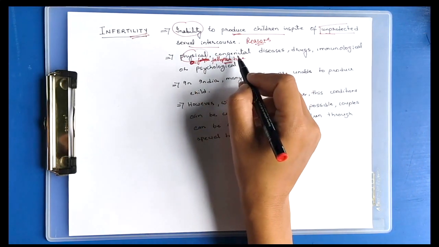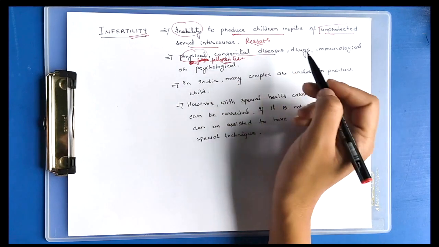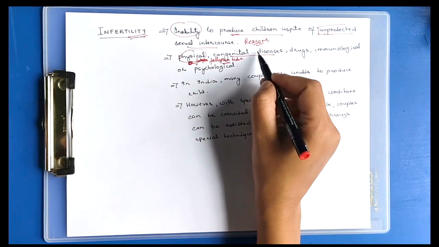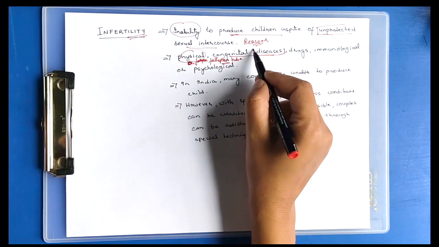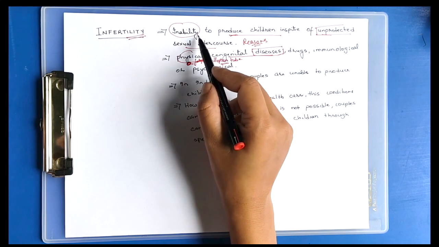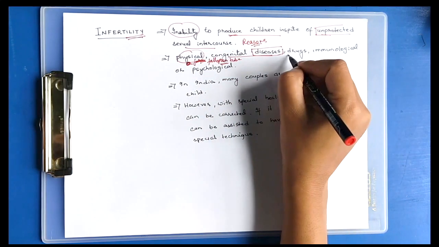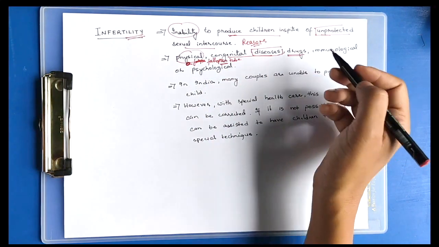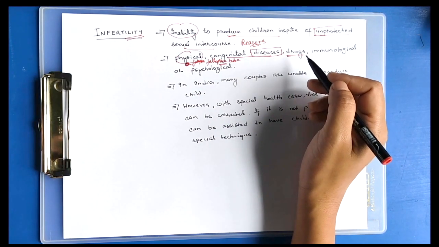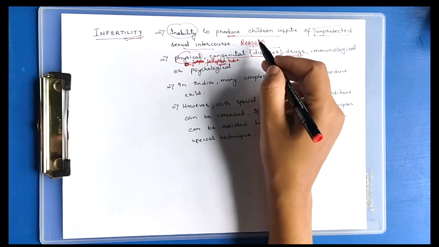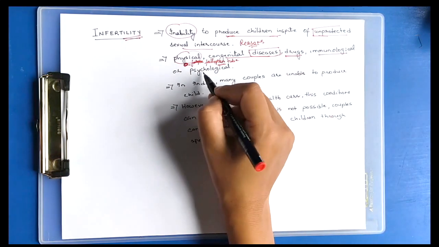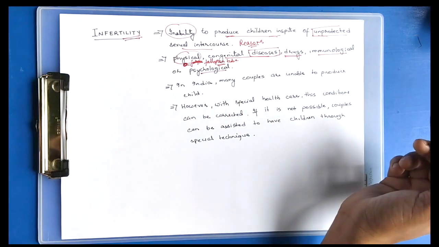It can be due to congenital diseases of the sex organs. It could also be due to using some kinds of drugs. It could be due to immunological reasons, or it can also be due to psychological reasons.